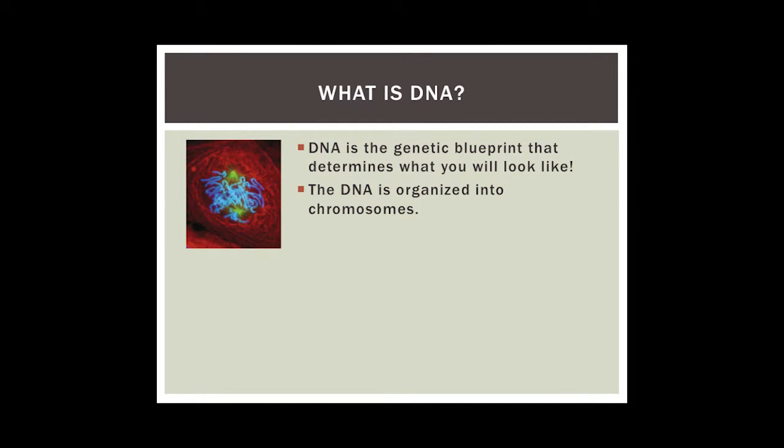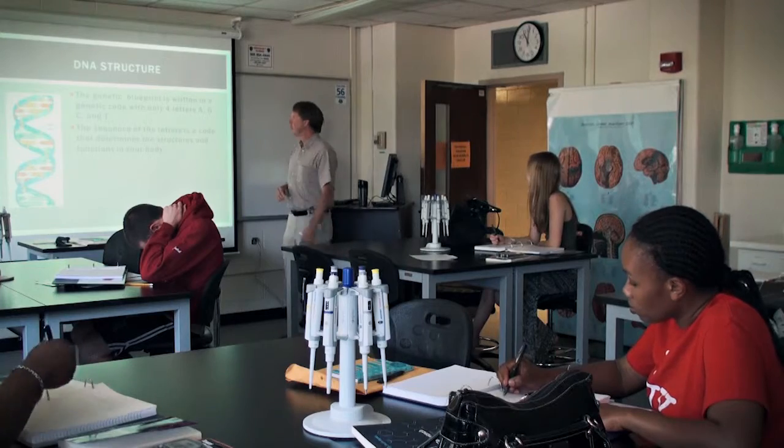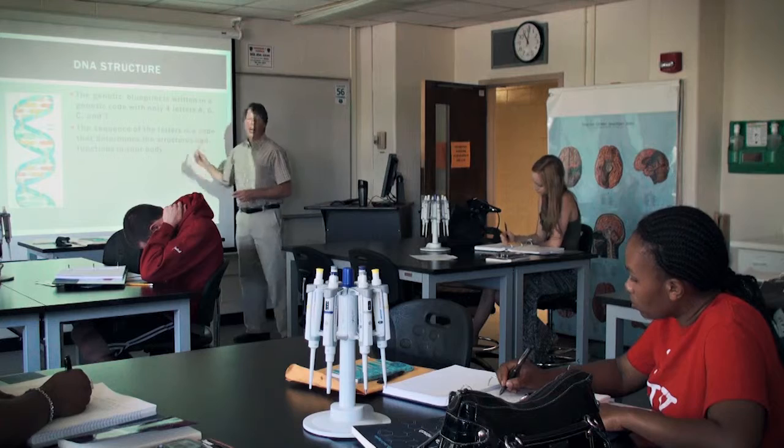So what is DNA? DNA is just an abbreviation for deoxyribonucleic acid, which is a biological molecule. But what is it really for us? It is the genetic blueprint. It determines what you look like. So every cell in your body has DNA in it. And this DNA is information. It's like a cookbook inside the cell that has all the information that your body needs to make you who you are. It turns out the information only has 4 letters.